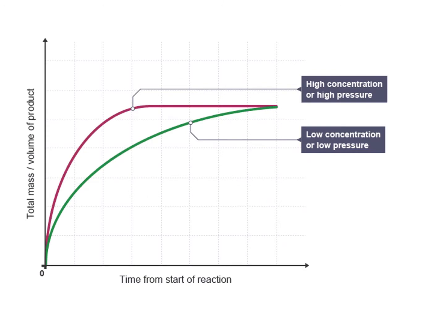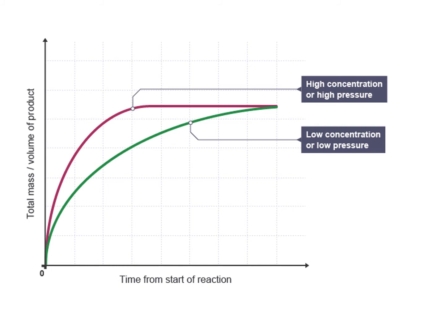So we have here a graph of rate of reaction, and we can see that at a lower concentration, the curve is less steep. And the curve plateaus or goes flat much later on. That tells us two things. One, the curve is less steep, therefore the reaction is happening at a much lower rate. And two, the curve flattens or plateaus much later, which means it takes a lot longer for the reaction to end.